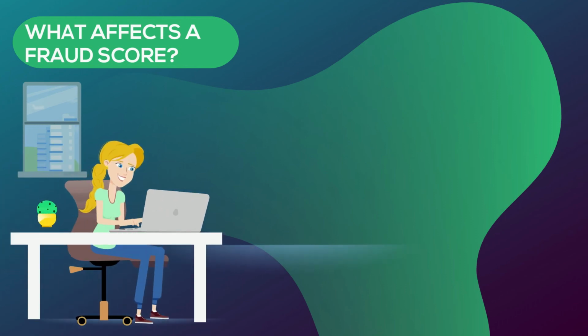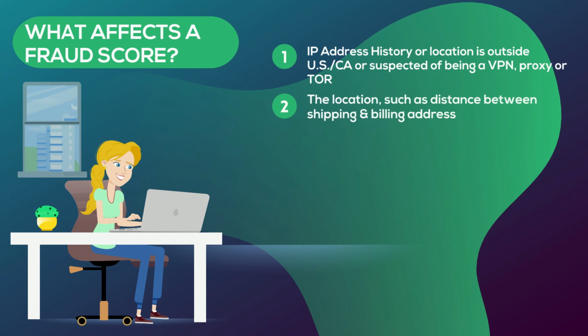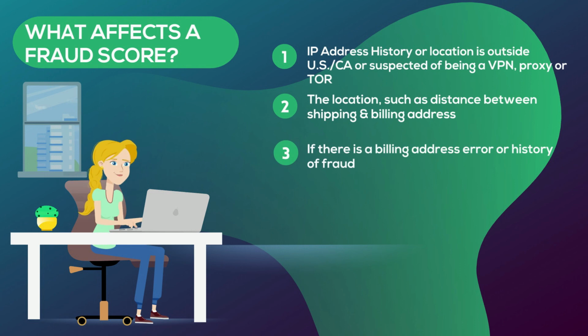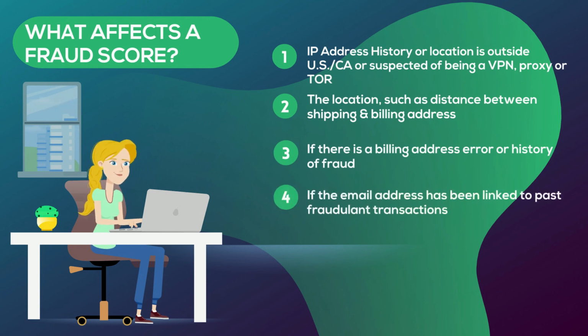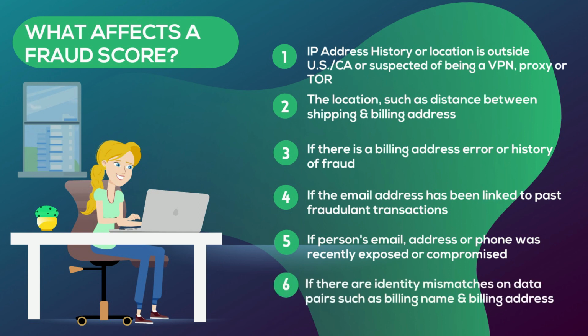Lastly, a common question we often hear is what affects a fraud score? There may be several reasons why a fraud score is high. If the IP address history or location is outside the US or Canada, or suspected of being a VPN, proxy, or Tor. The location, such as distance between shipping and billing addresses. If there is a billing address error or history of fraud. If the email address has been linked to past fraudulent transactions. If a person's email, address, or phone have been recently exposed or compromised. And if there are identity mismatches on data pairs such as billing name and billing address.